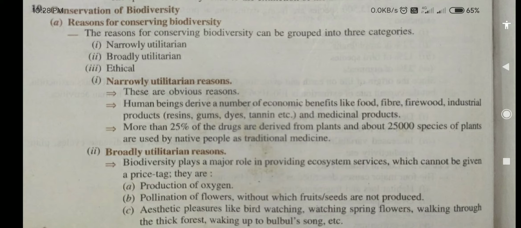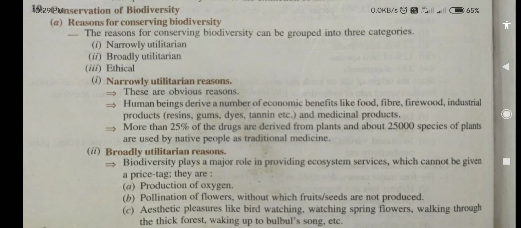So these are the narrowly utilitarian reasons for biodiversity. Narrowly means in the short way. If we ask why to conserve biodiversity, the answer is for food, fiber, firewood, industrial products like resin, gum, dyes, and medicine. The second important function of biodiversity we have to consider is the broadly utilitarian.